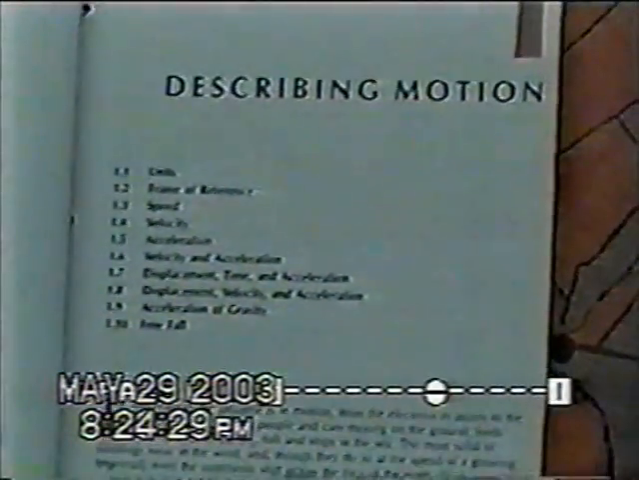Chapter 1 is describing motion, as you can see right there. There are 10 sections in it, and from sections 1.3 to 1.10 we have little experiments and stuff to show you, but for 1.1 and 1.2 we'll just explain it this way.